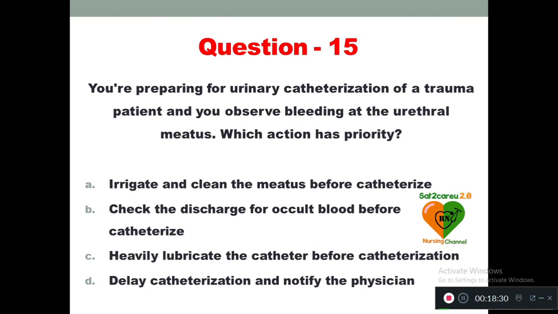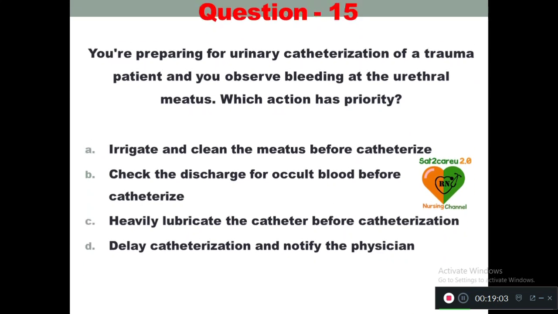Question number 15. You are preparing for catheterization of a trauma patient and you observe bleeding at the urethral meatus. Which action has priority? Option A, irrigate and clean the meatus before catheterizing. B, check the discharge for occult blood before catheterizing. C, heavily lubricate the catheter before catheterization. Option D, delay catheterization and notify the physician.